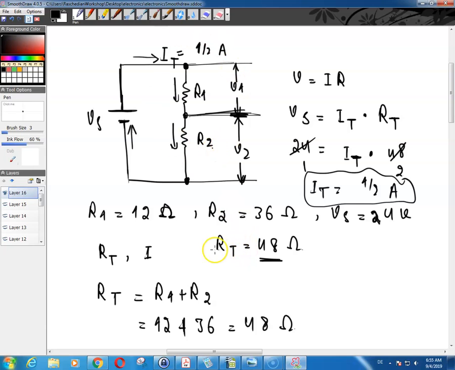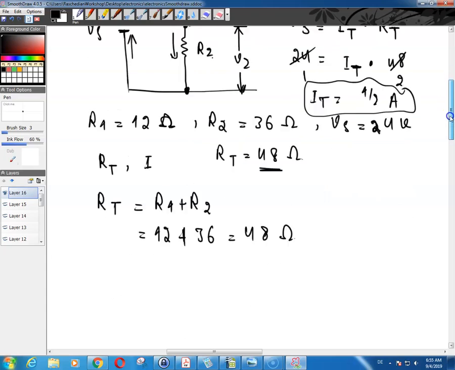And that's basically all that we are looking for. So I is equal to 1/2 amps, and R of T is equal to 48 ohms in this circuit. I'll take my answer here: 48 ohms and 0.5 amperes. Okay.